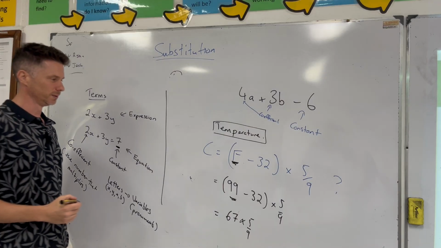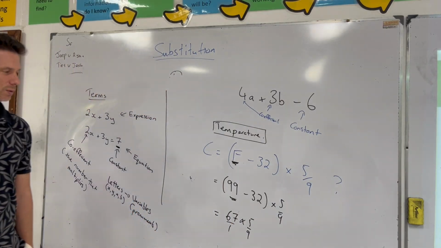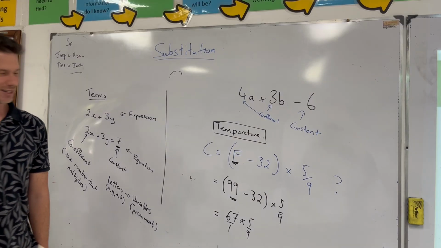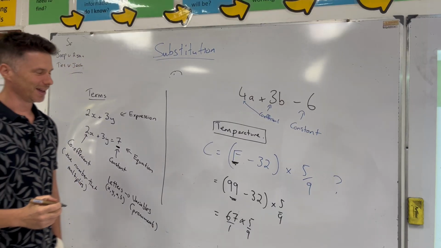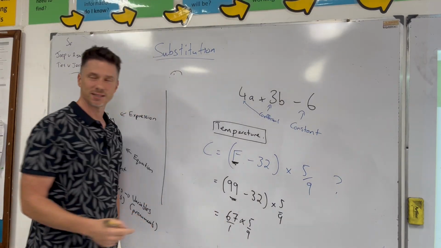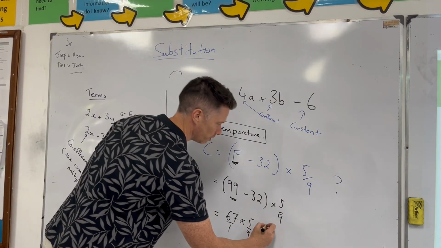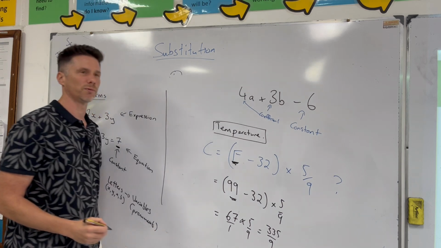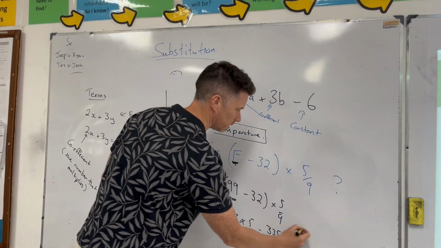Now we know from our work in fractions that when multiplying I can put it over 1 and multiply. Is it 68? No, it's 67. Come on, Zavi. All right, what's 5 times 67? 335? Yes, very good. Over 9. Okay, so I've got to divide 335 by 9, this is improper. Let's make it a mixed fraction.